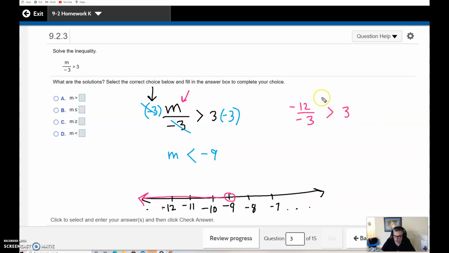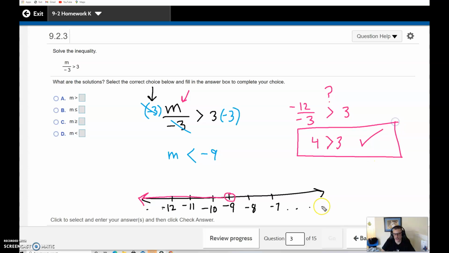Is this true? We're asking a question. Is our answer correct? Essentially what we're doing here is we're checking our answer. Negative divided by a negative is positive. 12 divided by 3 is 4. This is true. Winner, winner, chicken dinner.